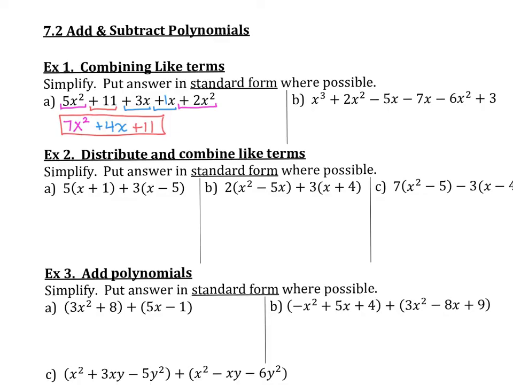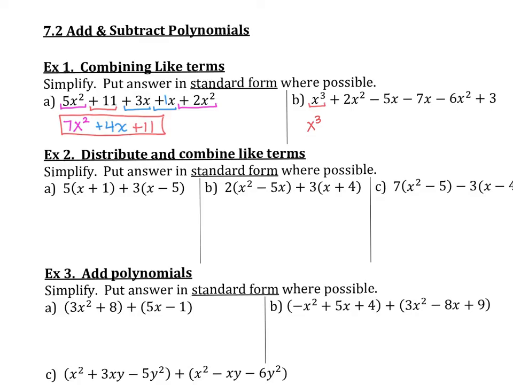Okay, for B, I'm going to do the same thing. And because I'm putting it in standard form, I am going to start with the highest exponent and then work my way down. So the highest exponent I see is the third power. So x to the third. Are there any other x to the thirds? There are not any other x to the thirds. So this is going to go first.